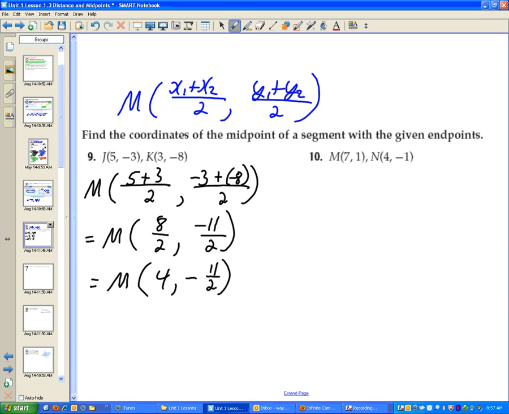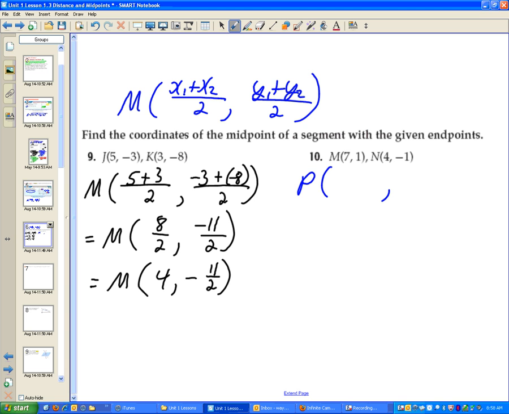M for midpoint. Okay? Which works really well until they confuse you, like on number 10, where M is one of your endpoints. So I can't call the midpoint M this time, can I? So what do I call it? I just make something up. What do you want to call it? I'm not going to call it 0. I'm not going to call it M. Give me a letter. P. We're calling it P. So P is the midpoint this time.